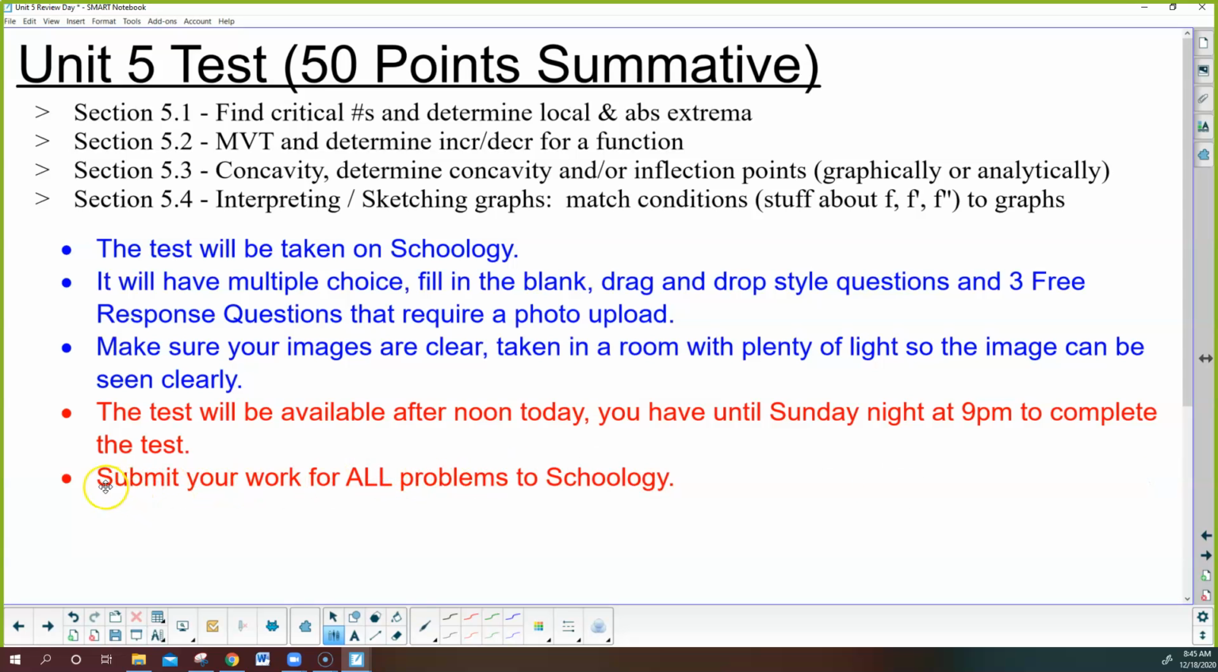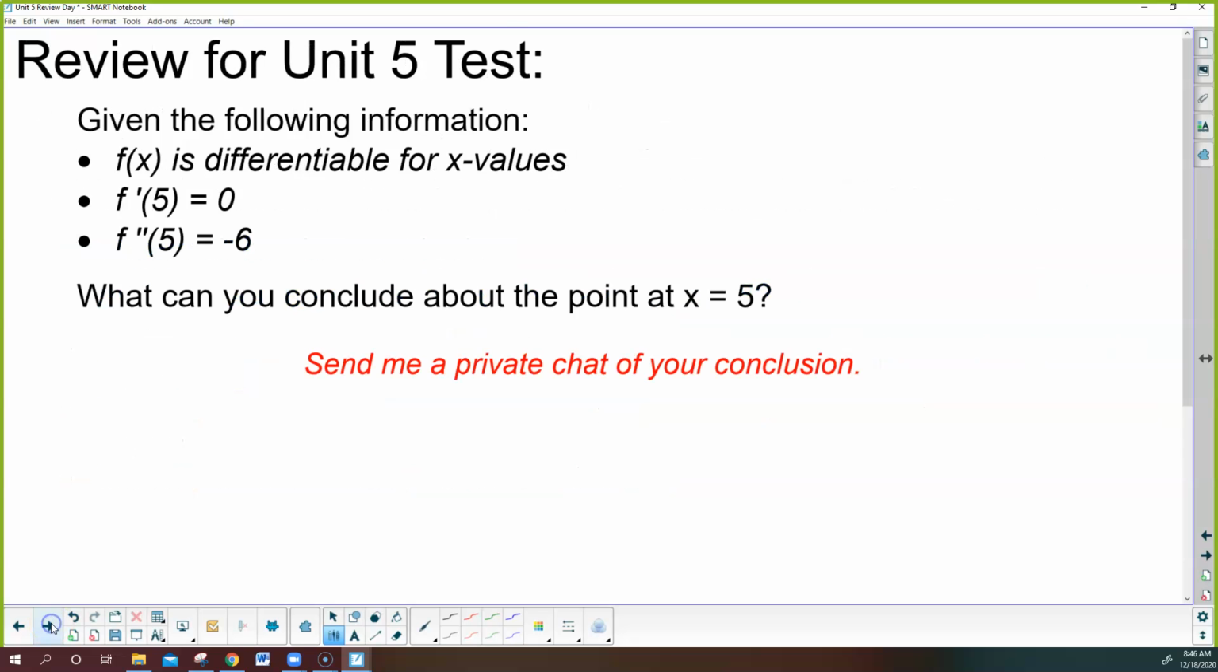And then, as always, at the end of the test, we've got a separate assignment in Schoology where you're just going to submit all of your work. So when you're doing this, please number the problems, number 1, number 2, and so on, and show your work for every problem that needs it. Some of them are graphs where it's really quick, and obviously you won't need to show work for those.